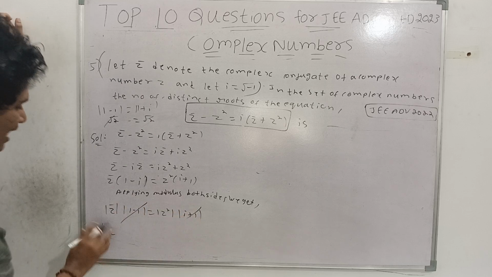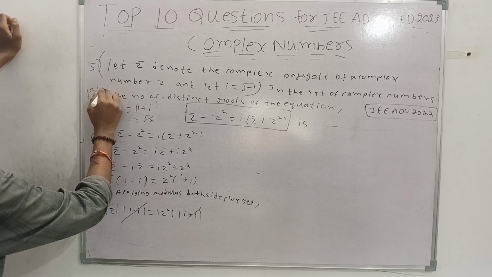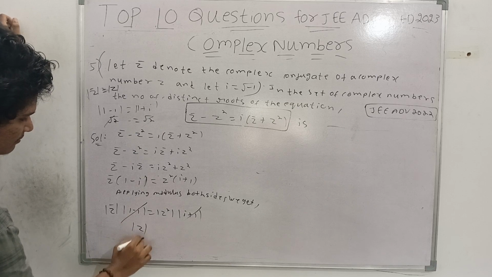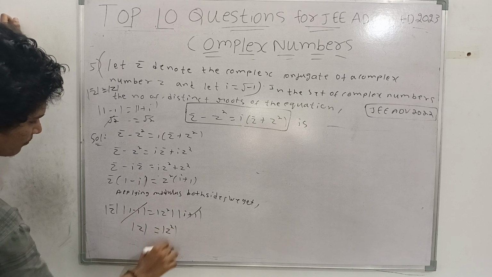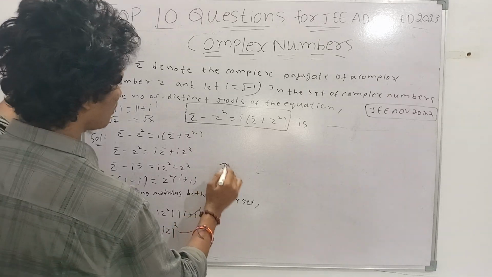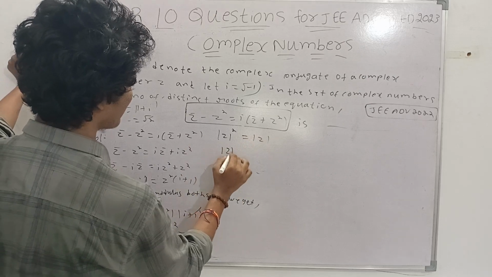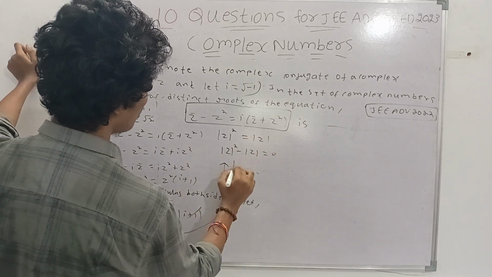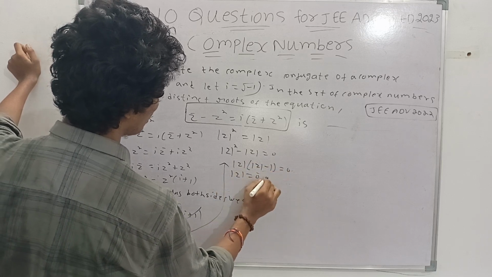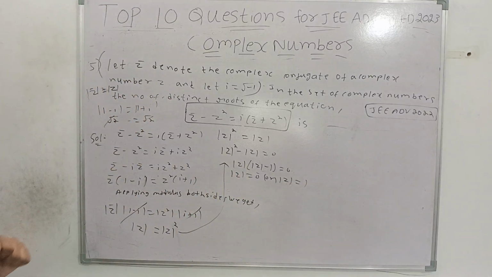I am cancelling them, and we already know that the modulus of z bar is also equal to modulus of z. So I replace mod z bar as mod z, equal to mod z square. If I take the right side to the left side, that is mod z square minus mod z equal to 0, mod z common, mod z into mod z minus 1 equal to 0, so mod z equal to 0 or mod z equal to 1. These two things we got from this equation.